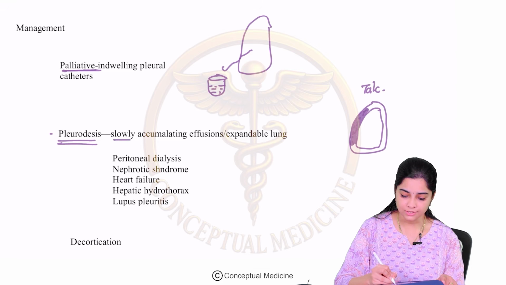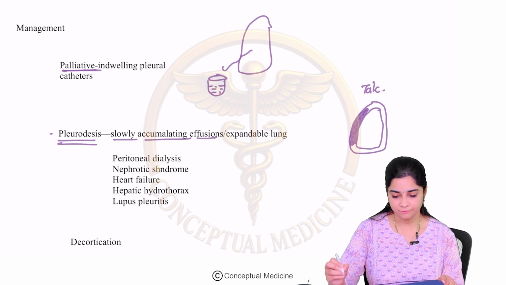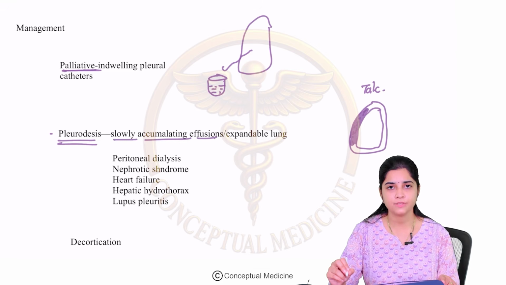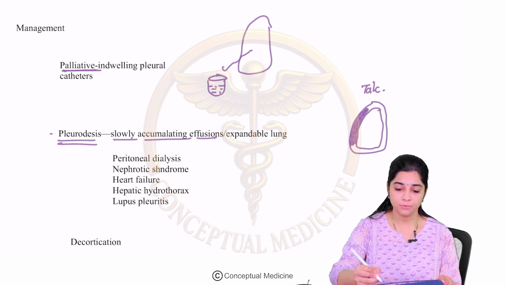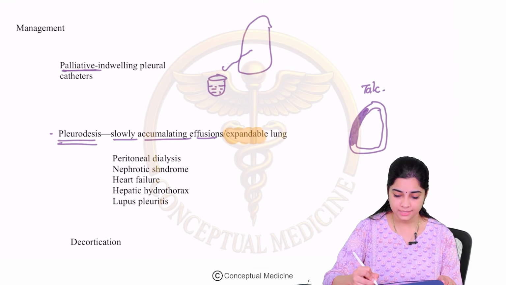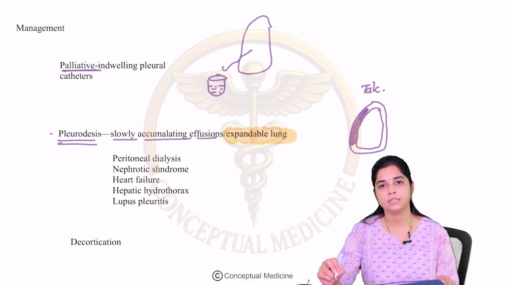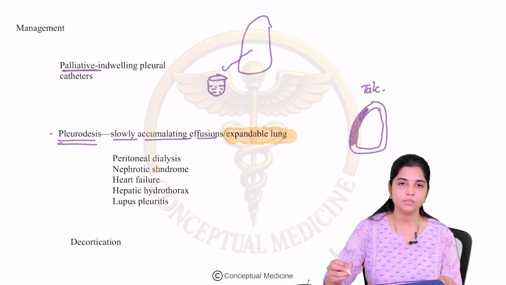So what are those conditions? In slowly accumulating effusions, you can try pleurodesis. But the underlying important feature that you have to remember is that this can be done only in cases where there is an expandable lung.